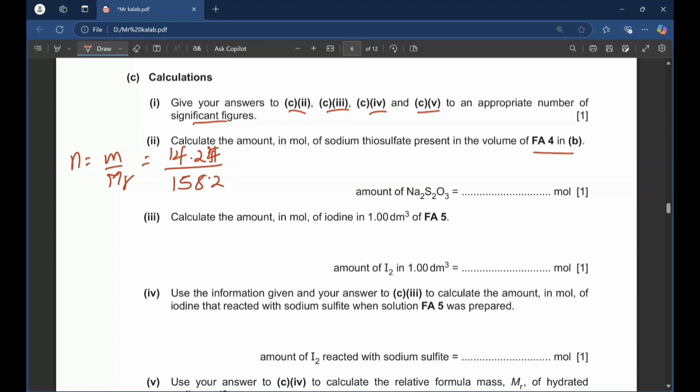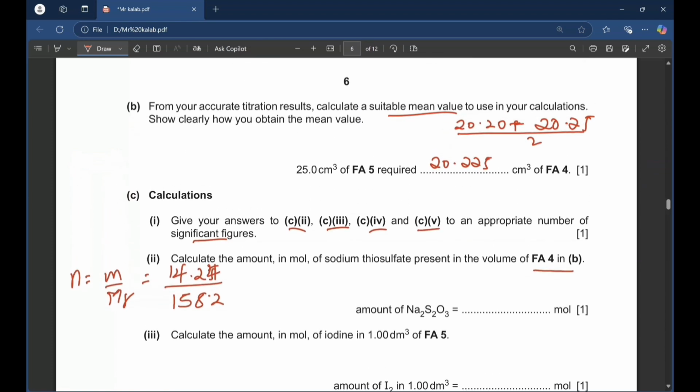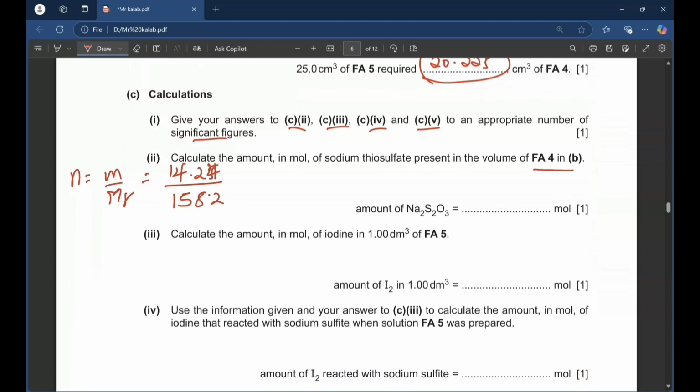158.2. Okay, most of you would guess the calculation is done here, but it's not. Another keyword is here. Okay, it says moles of thiosulfate present in the volume of Fa4 in B. What is the volume of Fa4 in B? So Fa4 in B was our mean titre, which is 20.225. Okay, but we know that Fa4 was prepared in 100 centimeter cubes. So what we're going to do is multiply this by 20.225 divided by 1000.